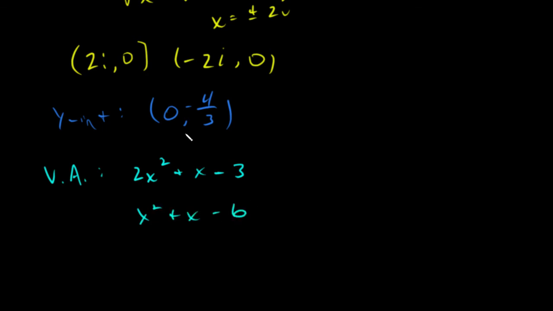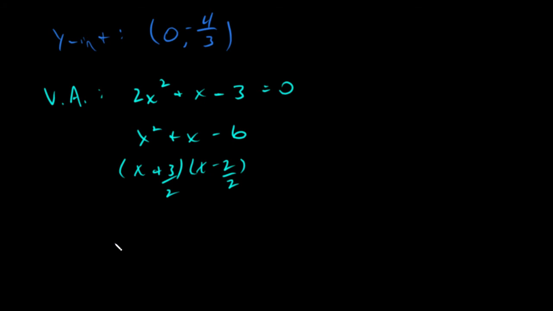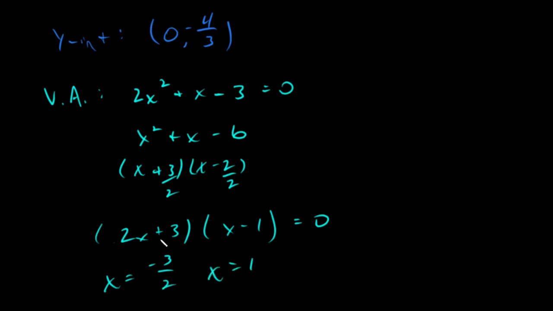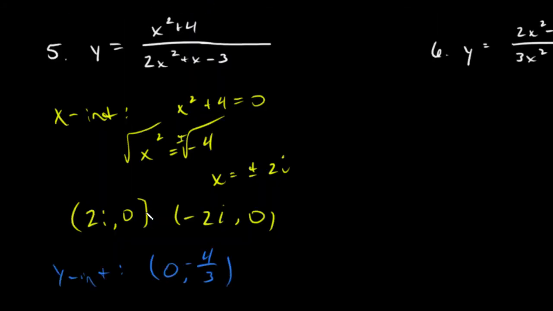This is slide and divide, by the way. To set this equal to 0, you're going to have to slide and divide. And so you're going to get x plus 3 and x minus 2. And then you're going to divide by 2, divide by 2. You're going to get 2x plus 3 and x minus 1. Set both those equal to 0, and you're going to get x equals negative 3 halves and x equals 1. So those are your two vertical asymptotes.